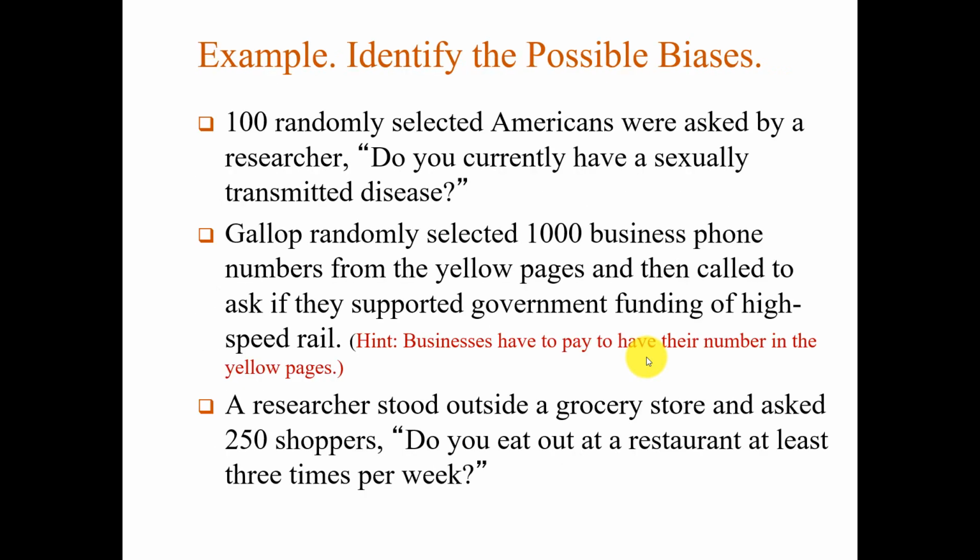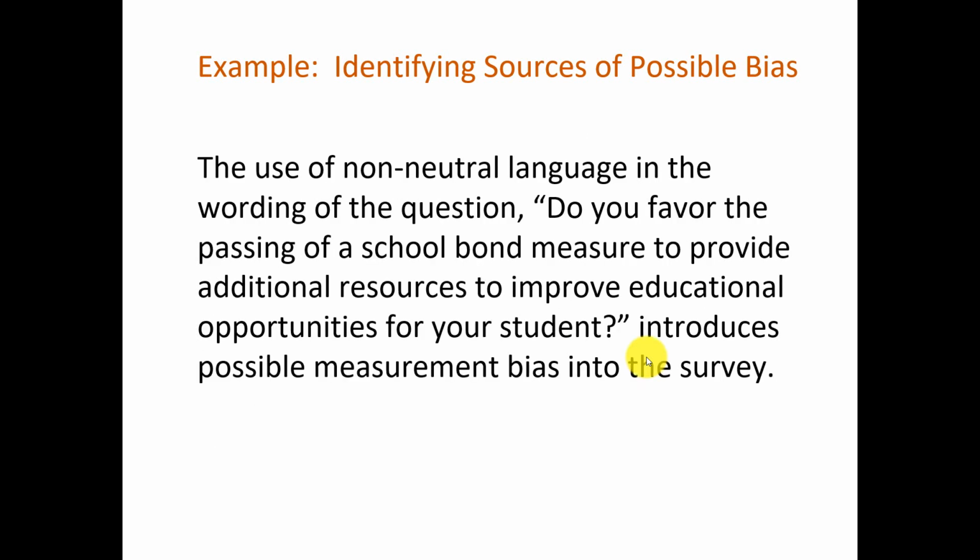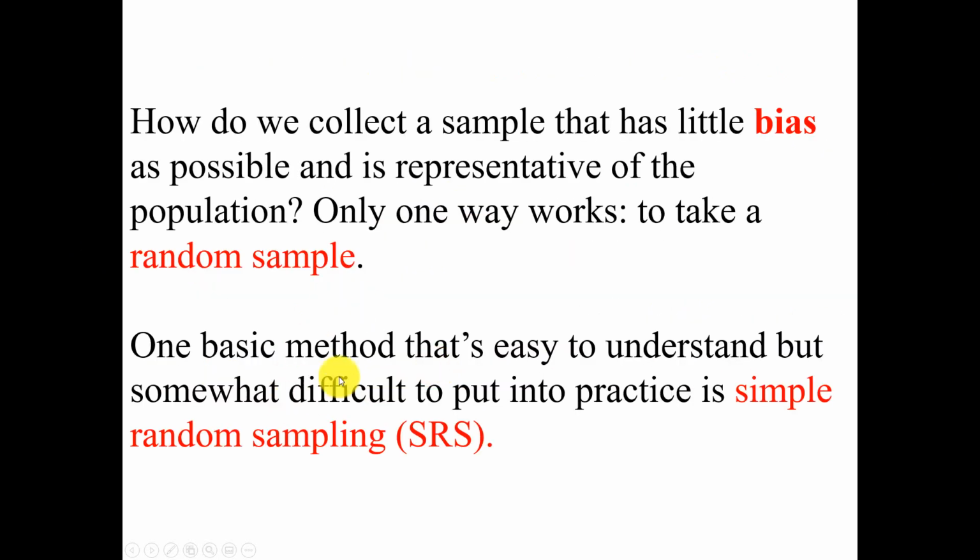And I'd like to know your thoughts on all three of these example slides. There could be one or more ways to identify them. So here's the wording. It's non-neutral language. Do you favor the passing, blah, blah, blah. It introduces a possible measurement bias into the survey, and a convenience sample because it was sent to all parents of students at the school.